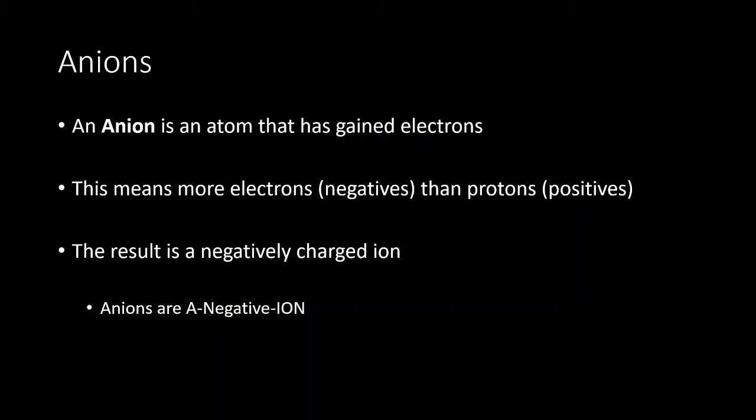Now, there's another type of ion, which you've probably guessed by now, and this one is called an anion. An anion is an ion that has gained electrons. Because it has gained electrons, it has an overall negative charge. It has more electrons, which carry a negative, than protons, which carry a positive. And I always remember this because I think of anions as a negative ion, anion.